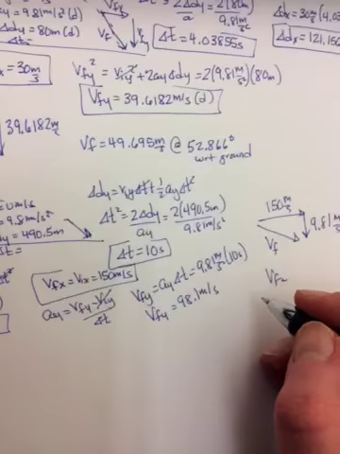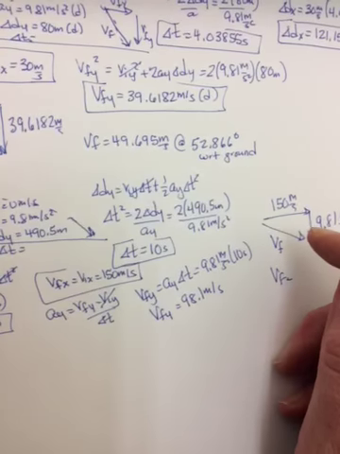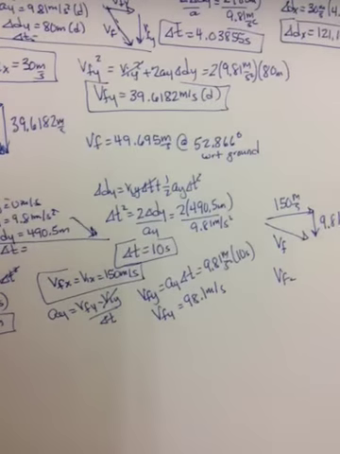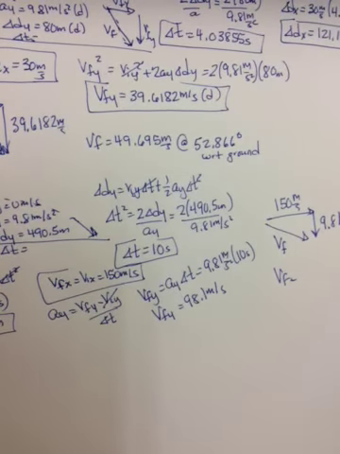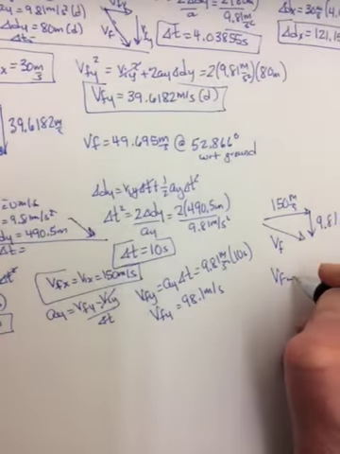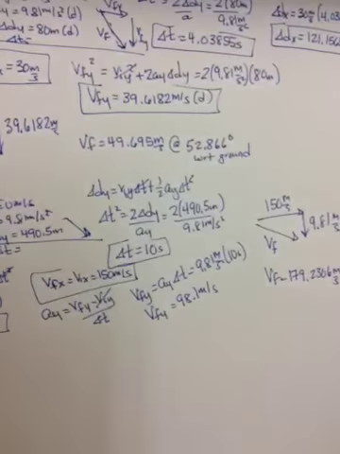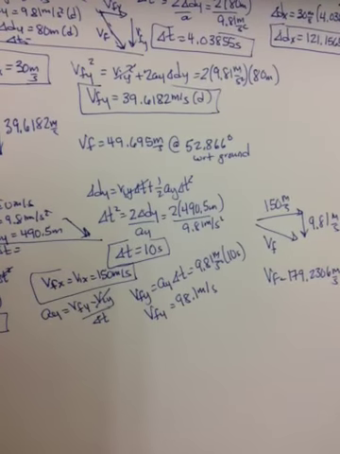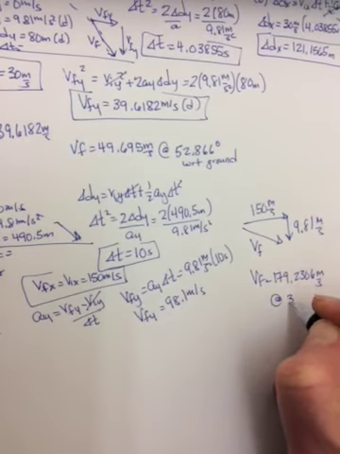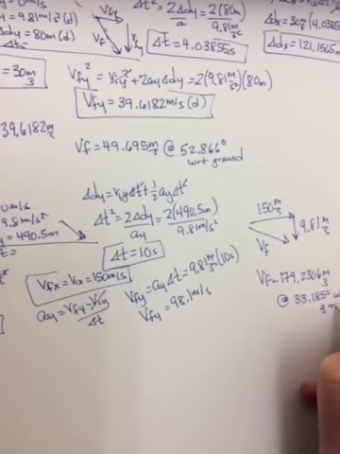So square them, add them together, take the square root, and get 150.3. Oh, I think I might have screwed that up. Yeah, I didn't square my 98.1, I don't think. 98.1 squared plus 150 squared. There we go, that's better. 179.2306 meters per second. Inverse, and get an angle of 33.185 degrees, and again, with respect to the ground.